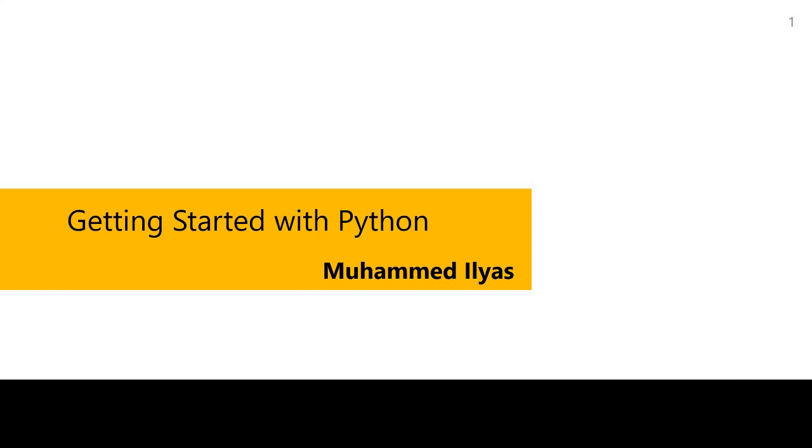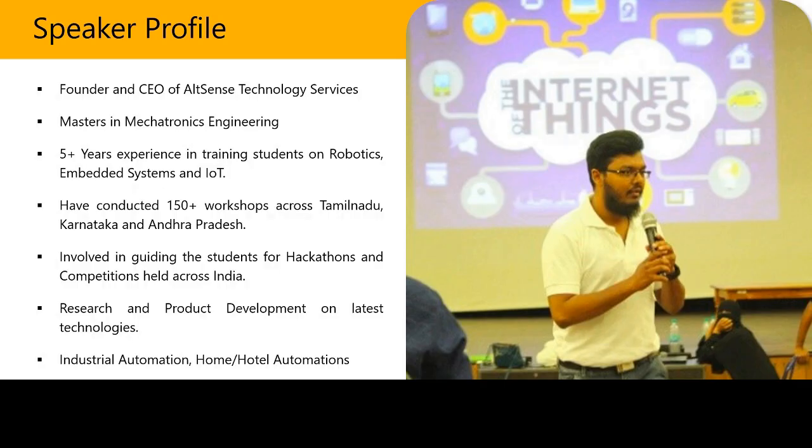Okay. So about me, I have a startup called Altsense Technology Services. I have a master's degree. So basically, I'm an entrepreneur. I started this company when I was completing my master's. I started my career as a robotics trainer. Then I got into IoT and other stuff. Then again, with a few technologies coming up like machine learning, AI, and everything, I got into everything. Now I'm a trainer of all these technologies.